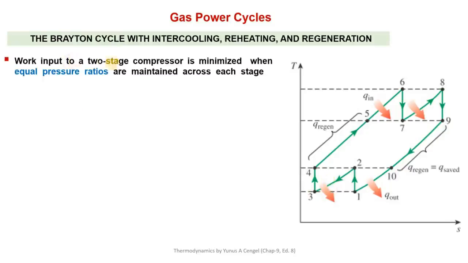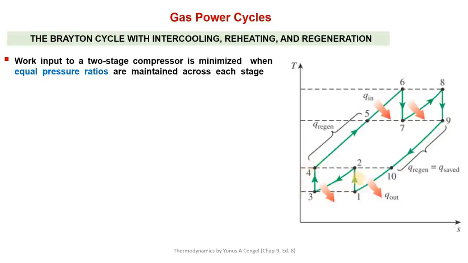So now, work input to the two-stage compressor. This is one stage and then the second stage. So work input to this two-stage compressor is minimized when equal pressure ratios are maintained. Means from P1 to P4 pressure is raised in equal increments. Means P2 by P1 is equal to P4 by P3. These pressure ratios are equal. Then we shall get the minimum work input to the compressor.